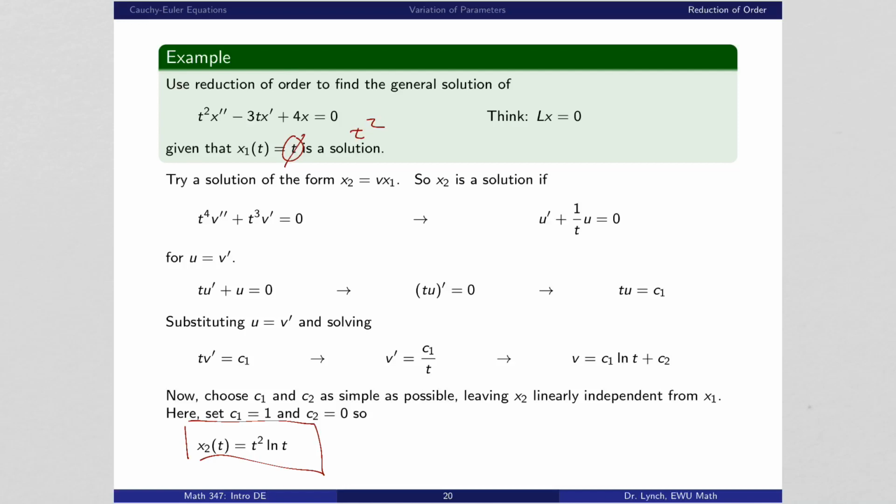Okay, so I hope you've enjoyed this video on variation of parameters and reduction of order. We'll do some more examples involving these two strategies in class.